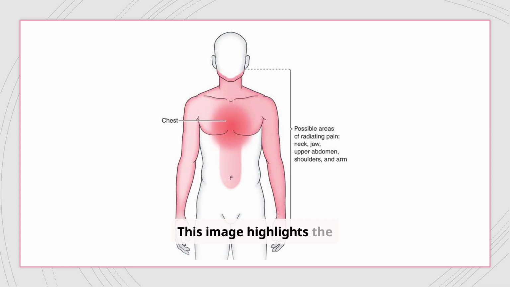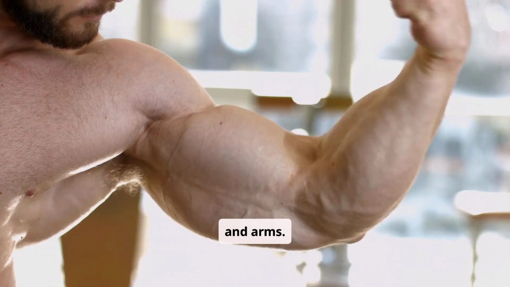This image highlights the potential pain locations associated with angina. While chest pain is the primary symptom, pain can radiate to the neck, jaw, upper abdomen, shoulders, and arms.